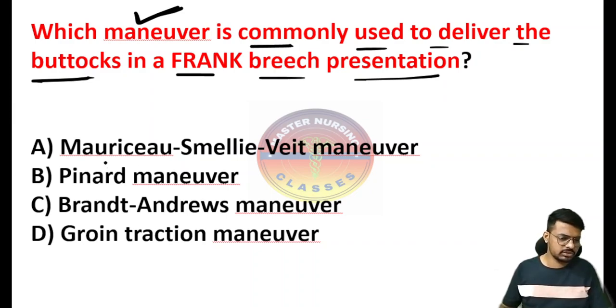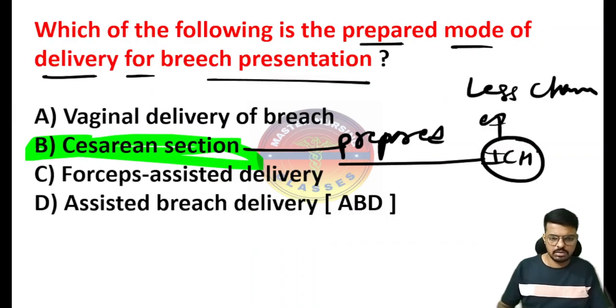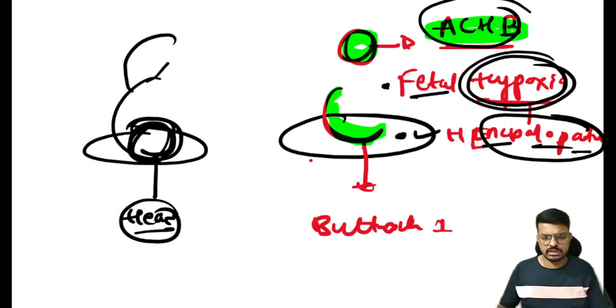Before going to this question, I want to clear you on terminology. That is the ABD, the assisted breech delivery. In the frank breech also, normal vaginal delivery happens.